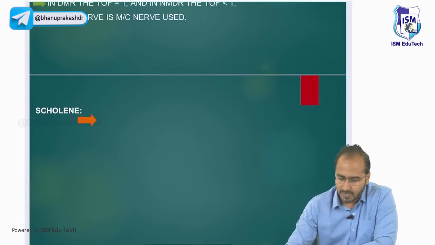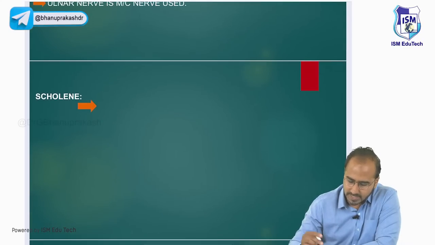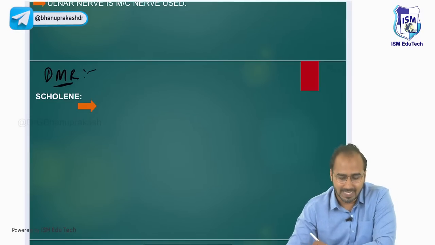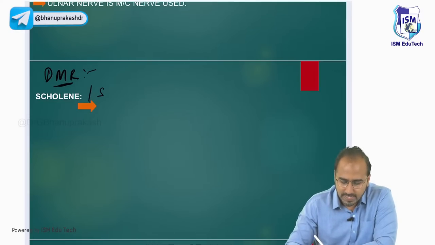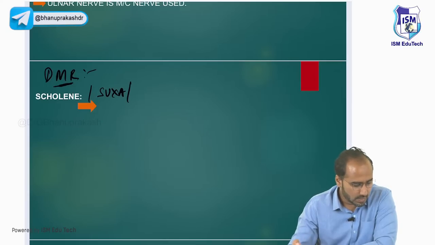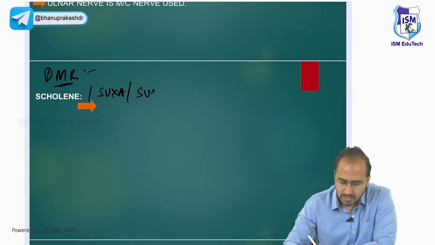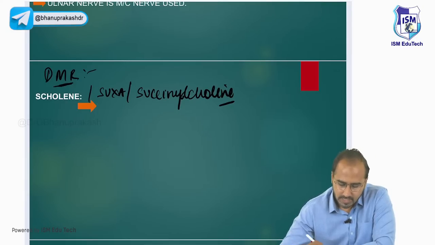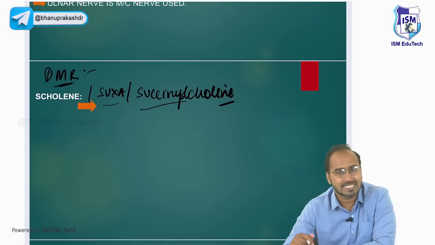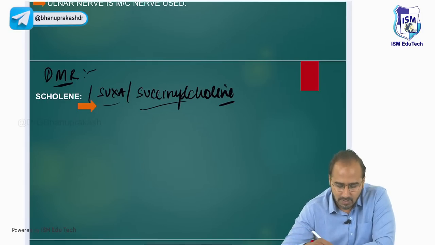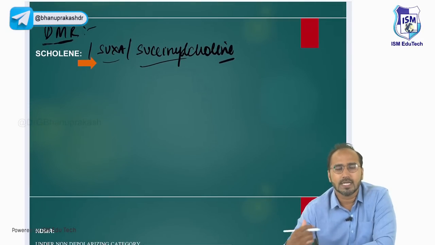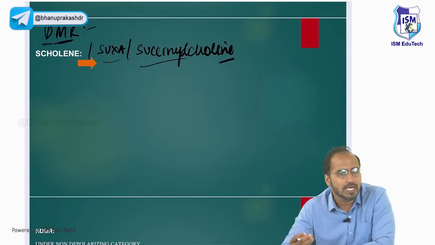Remember, they are depolarizing and non-depolarizing. In depolarizing muscle relaxants, we have only one that we need to remember, that is succinylcholine. Succinylcholine is the same thing. So we are first discussing depolarizing muscle relaxant. In depolarizing, we are discussing succinylcholine. So the gunshot point that you need to remember of succinylcholine is what?